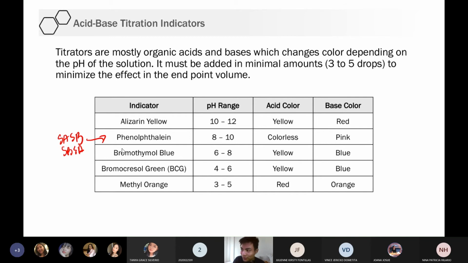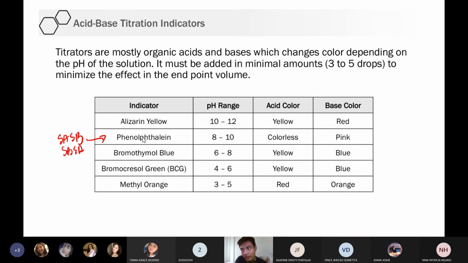Meron siyang element of surprise. Colorless din, bigla-bigla magiging colorful, 'di ba? Amazing. So yan, phenolphthalein gamit namin doon. Okay? Paano naman po kapag weak acid, strong base o kaya weak base, strong acid?